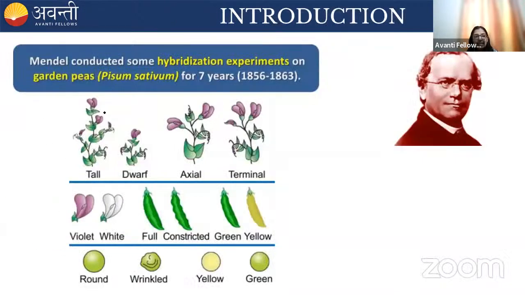Now let's discuss the experiment which was conducted by Mendel. Mendel conducted hybridization experiments. He performed cross-pollination on the pea plant for 7 years. Remember this, that he worked for 7 years. It's very important. So what Mendel did, he took 7 characters and 14 traits.